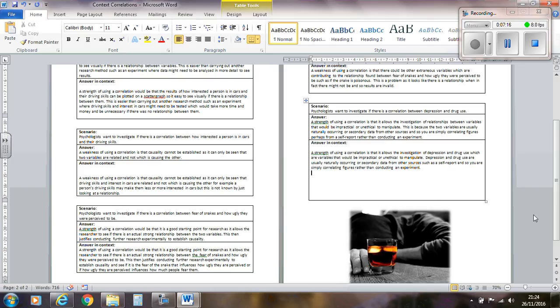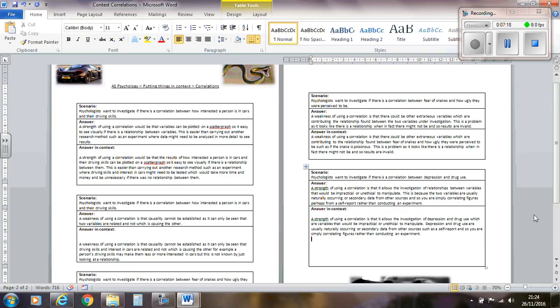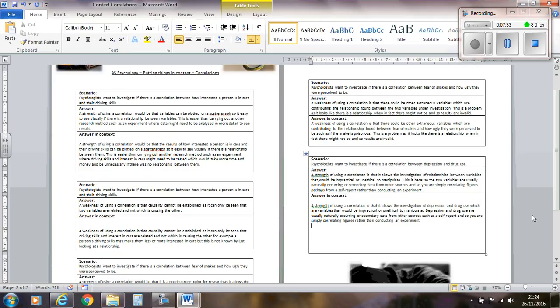There we go. So I hope you found that helpful. All of those answers would get full marks because they are giving a weakness or a strength, they are explaining why that is a weakness or a strength, and more crucially, they are explaining them in context. So when I said an extraneous variable, I've given an extraneous variable that's relevant to that scenario, so that snake being poisonous. That kind of thing is what context is, not necessarily just repeating what's in the scenario. You're not just simply repeating that, you're thinking about how things link to it.